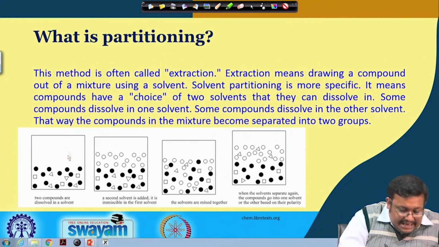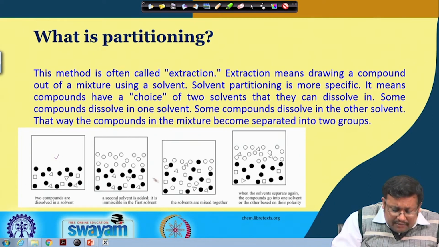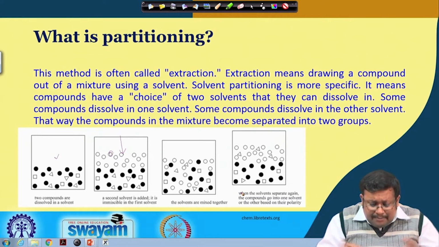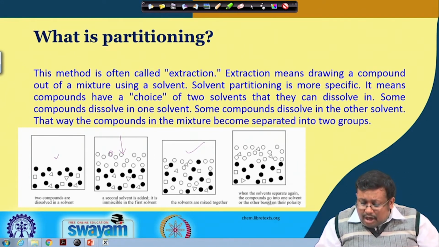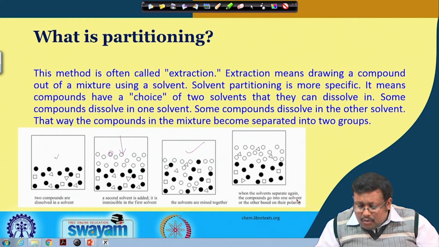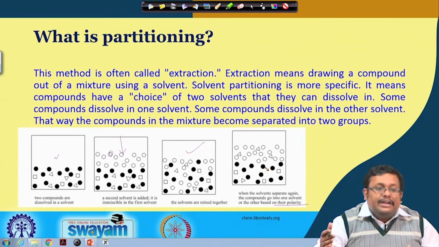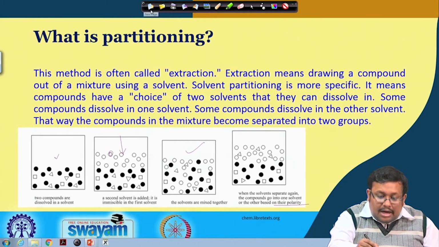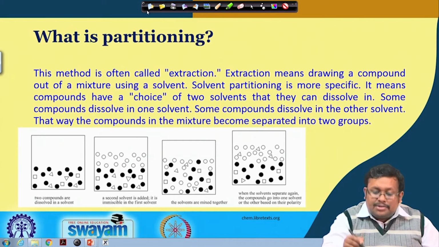You can see here in this first condition, two compounds are dissolved in a solvent, and now we are adding a second solvent which is denoted by these hollow circles. We are mixing the two different solvents as well as two compounds together, and finally when the solvent separates again, the compounds go into one solvent or the other based on their polarity. So, based on their polarity they will separate into two different solvents. This is called the partitioning process. Okay. This is very important for pesticide sorption. How? We will see.